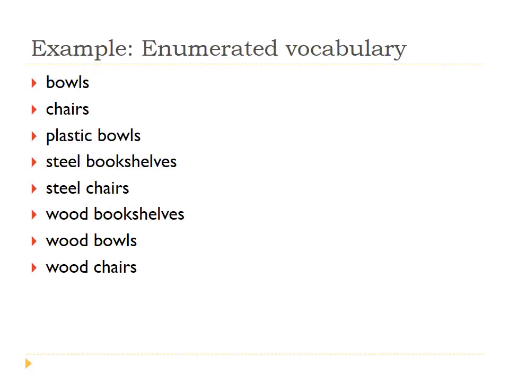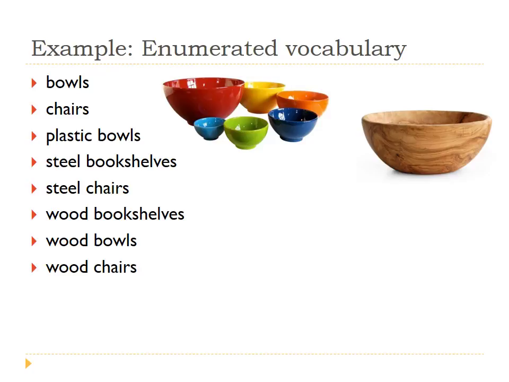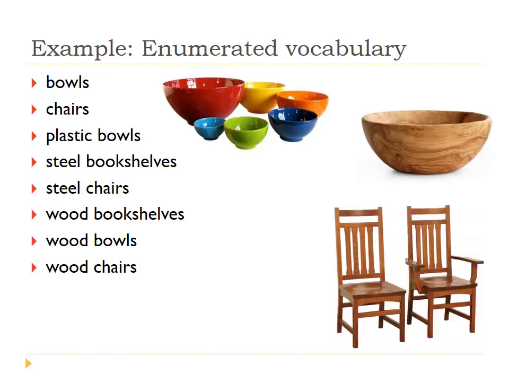So here's a short example of an enumerated vocabulary. This is a vocabulary in the domain of, let's say, housewares. We have it listed out. There's a term for bowls, the term chairs, the term plastic bowls, steel bookshelves, steel chairs, wood bookshelves, wood bowls, and wood chairs. This is pretty easy if we have this that we're trying to describe, right? Plastic bowls, that's the term that we would apply, it's in our list. How about this one? Wood bowls, it's in our list. How about this one? Okay, wood chairs, it's in our list.